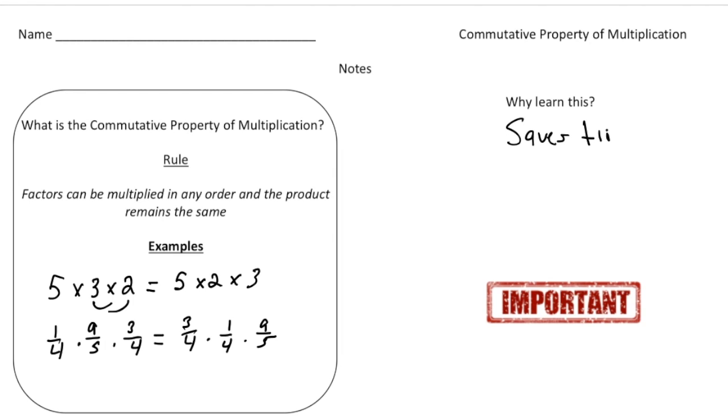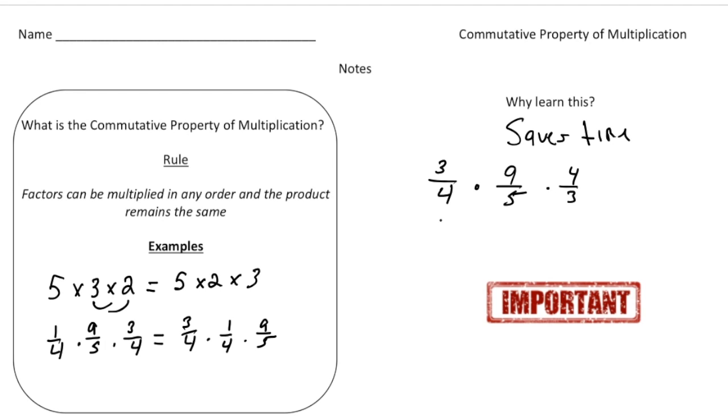And let me give you an example. Let's say, for example, we have the problem 3/4 times 9/5 times 4/3. Now I could do 3/4 times 9/5 and get that number, and then times it by 4/3. But multiplying 3/4 and 4/3 actually would be a lot easier, right? Because 3/4 times 4/3 is actually 1.